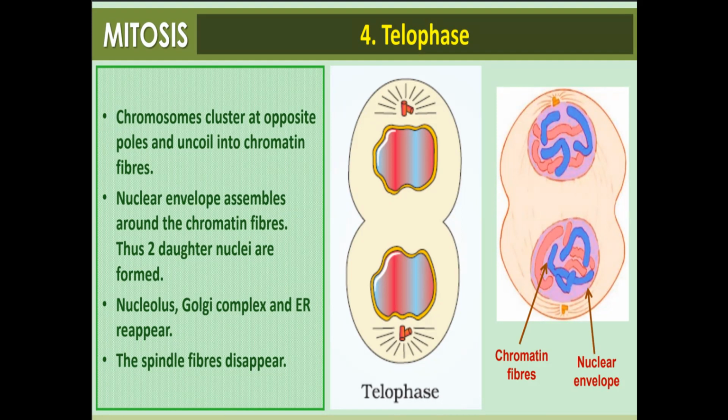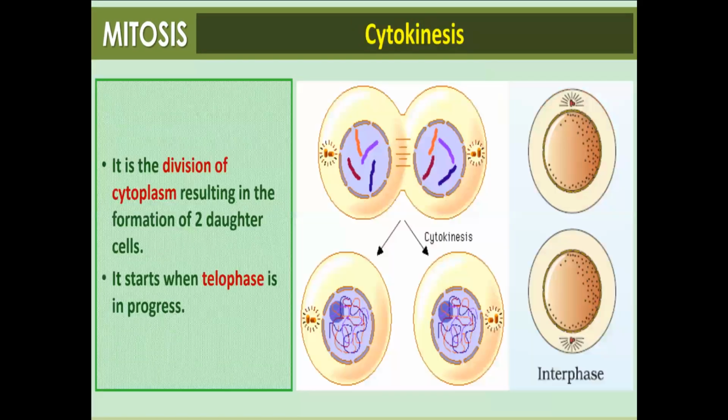In prophase, the nucleolus, Golgi complex, and ER disappear, whereas here they reappear. The nuclear envelope disappears in prophase; here you can see the nuclear envelope. Then we have cytokinesis. It is the division of the cytoplasm resulting in two daughter cells. It follows after telophase. So write one point on each, prophase and all.